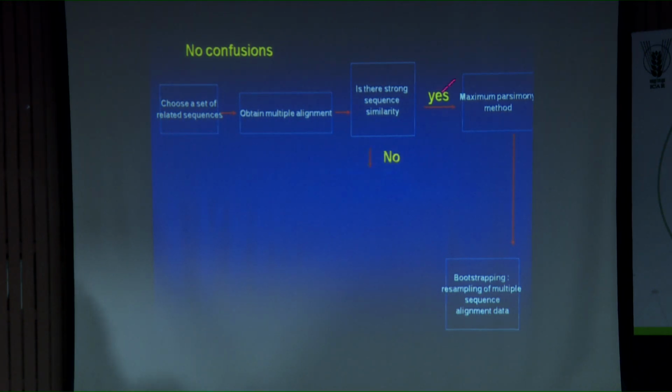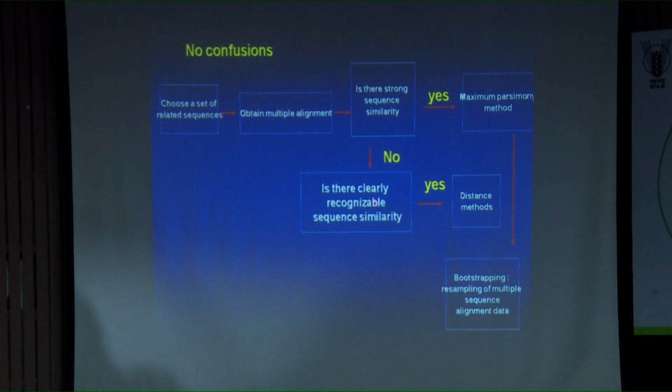If the answer is no, there is no strong similarity, then ask the question: is there any clearly recognizable sequence similarity? It may not be 95-98%, but maybe 60%, 70% or even 20%, 10%. If it is a recognizable sequence similarity, then do a distance based method like the neighbor joining method, and develop the tree through bootstrapping. If it is no, that means there is no clear recognizable sequence similarity, which indicates highly diverse sequences. In that case, you do the maximum likelihood method, develop the bootstrap value and develop the phylogenetic tree.